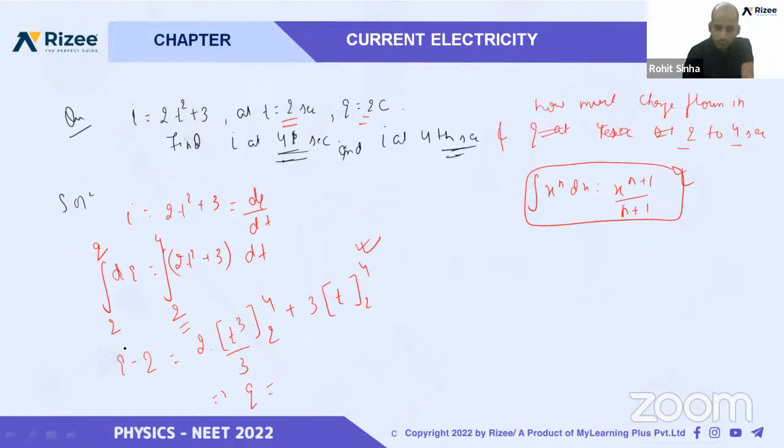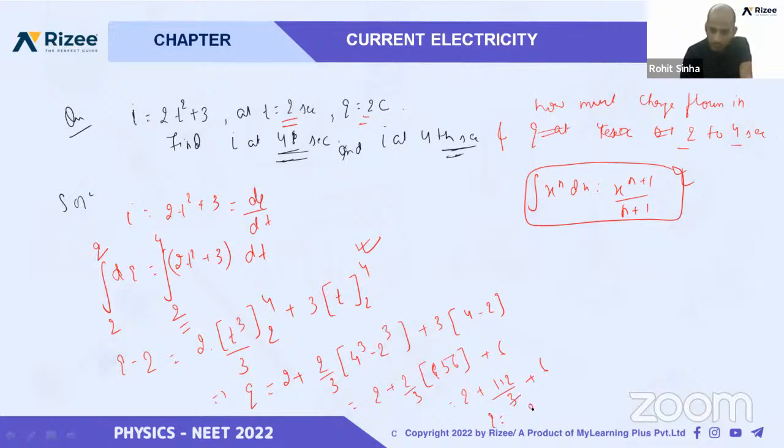What we can write? q is equal to, send this to that side, we will write 2 plus 2 by 3 into (4 cube minus 2 cube) plus 3 into (4 minus 2). What we will get? We will get 2 plus 2 by 3, here 4 cube is 64, 64 minus 8, that means 56, plus 4 minus 2, 6. You can add like this. It will be 2 plus 112 by 3 plus 6. So we will get here q is equal to how much? I think some value will come, and you will get your answer.